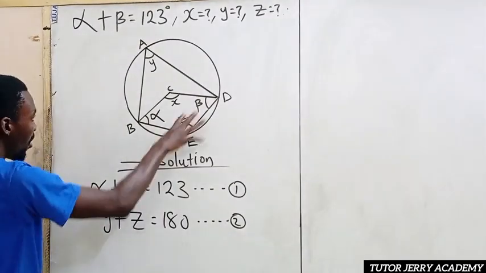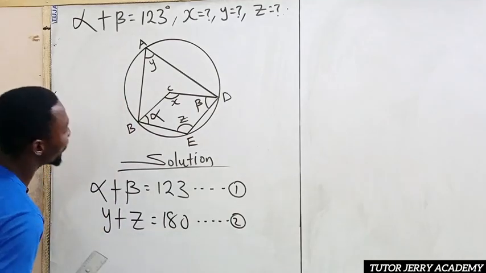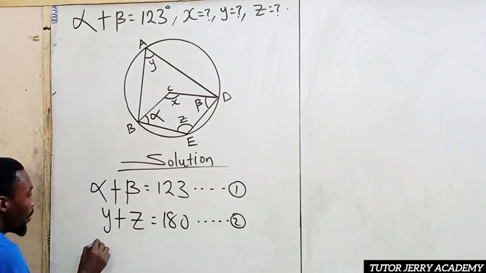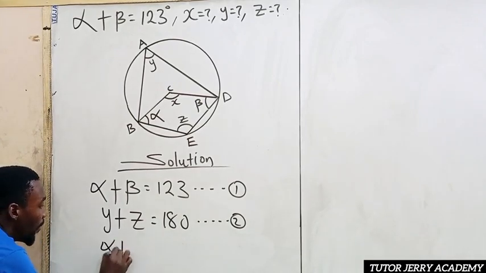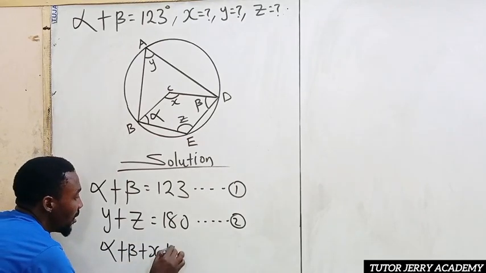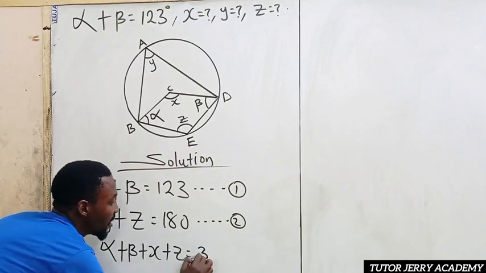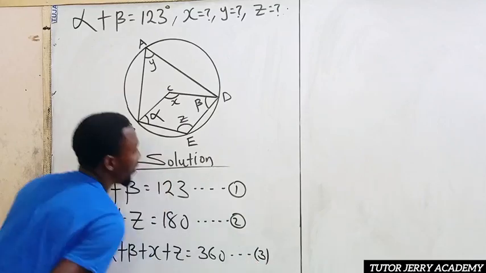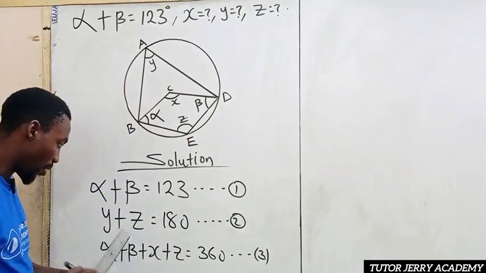So it means that the sum of all the interior angles inside the quadrilateral, that is, we are going to have alpha plus beta plus s plus z is equal to 360 degrees. Let's call this one equation number 3.